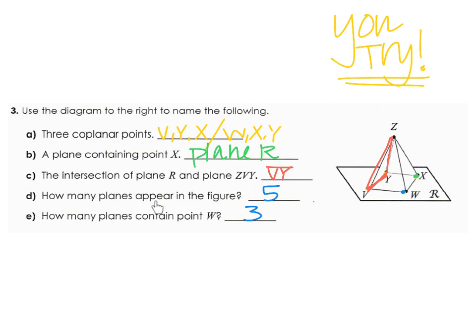How many planes appear in this figure? We've got the 4 faces of the pyramid, the 4 triangles that make up the pyramid, and then the base or the floor, the bottom of the pyramid, which is also plane R. So 5 total. And how many planes contain point W? Point W is this one right here. This face contains it, this face contains it, and the floor, the base of the pyramid, contains it as well. So 3.